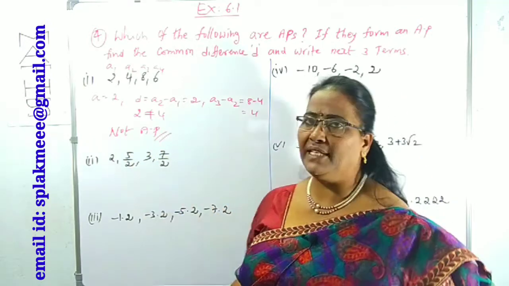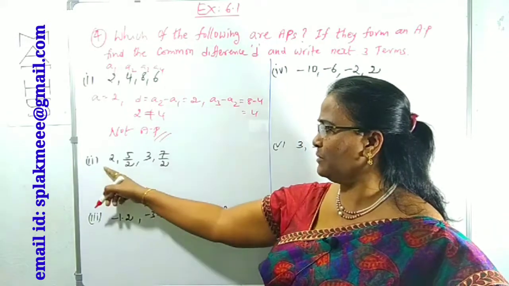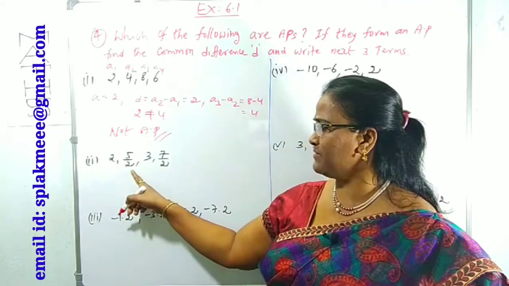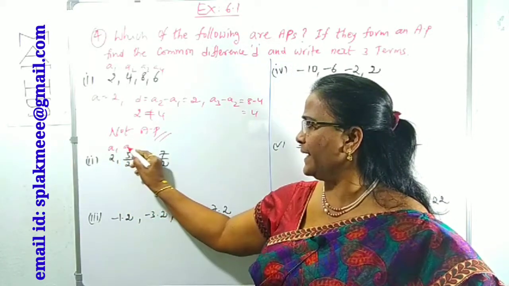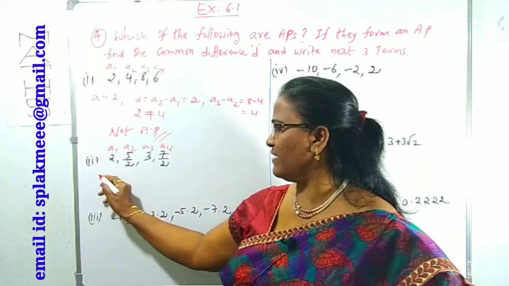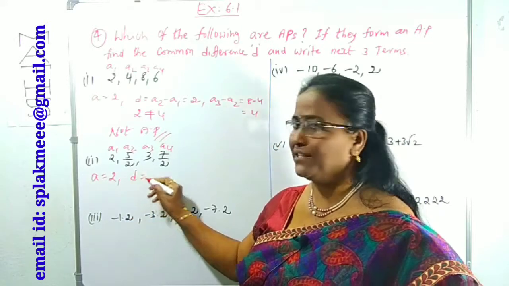If it is an AP, then only you can find out the next 3 terms. That's it. Clear? Now we can come to bit number 2. What is given? First term is 2, second term is 5 by 2, like A1, A2, A3, A4. A1 is given as 2, so D we have to find out.